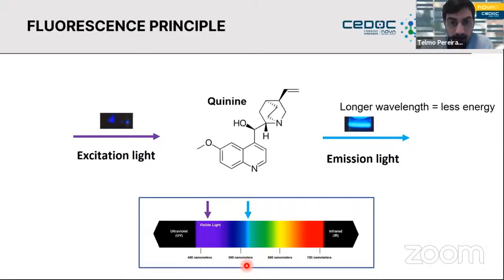So usually in microscopy, the light that is absorbed by your sample we call excitation light, and the light that is coming from your sample, we call emission light.